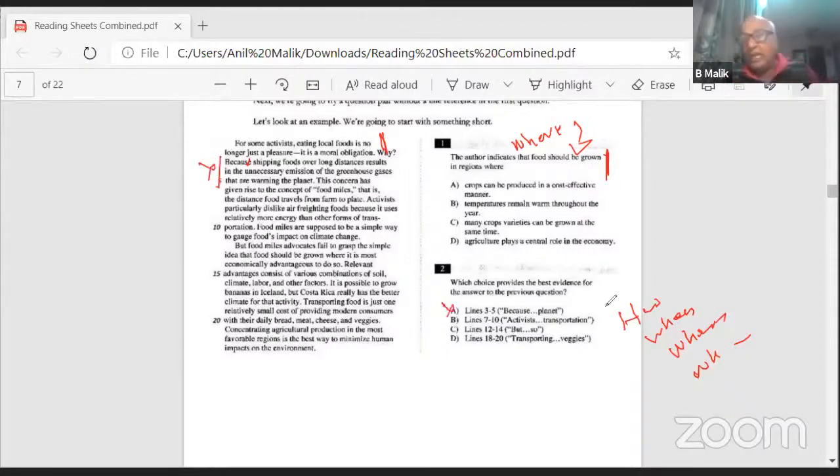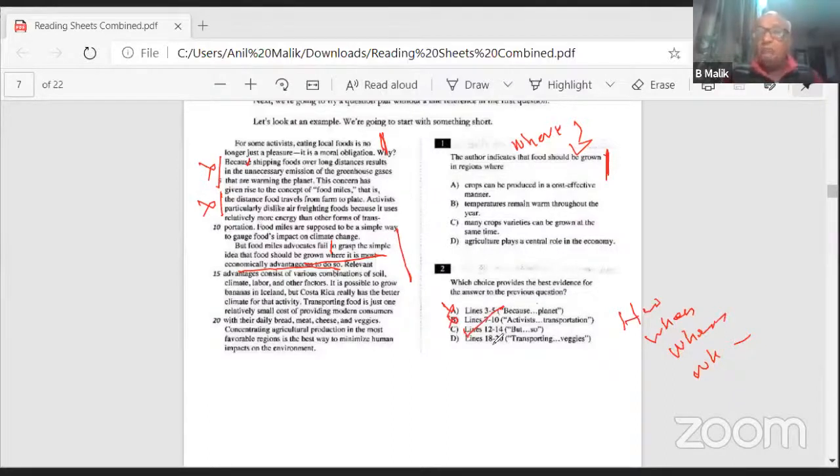I go to line 7 to 10. Activists particularly dislike air freighting food because it uses more energy. It doesn't tell me a place, so it's also not the answer. I come to 12 to 14. What does he say? He says, but food miles advocates fail to grasp the simple idea that food should be grown where it is most economically advantageous to do so. He told me a place. And what is the place? Where it is economically advantageous to do so. So this is my answer.